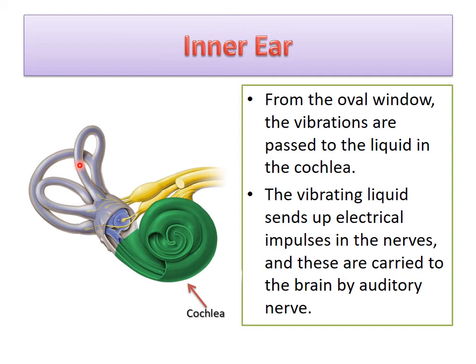In the inner ear, as the cochlea is connected to the oval window, the vibrating oval window sends vibrations to the liquid in the cochlea. The cochlea has its own nerves sensitive to sounds. These vibrations set up electrical impulses in these nerves, and at the end the electrical impulses are carried to the brain through the auditory nerve. That's how sound waves reach our brain and we are able to sense them.